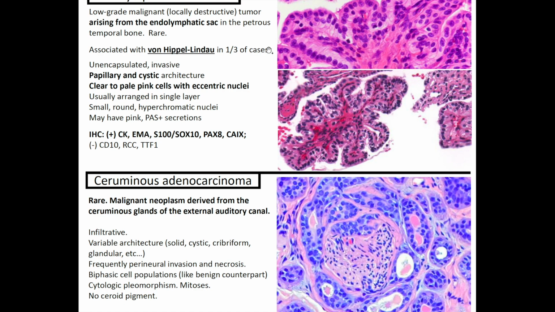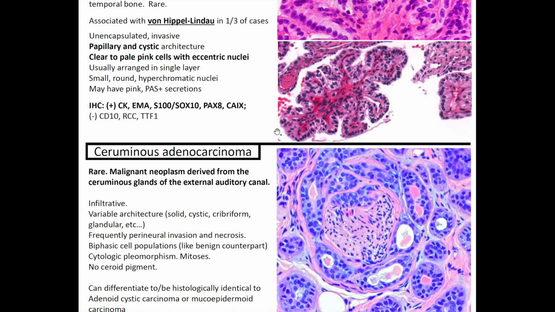Histologically, you're going to see clear to pale pink cells with eccentric nuclei, usually arranged in a single layer with small, round, hyperchromatic nuclei, and they may have pink, PAS positive secretions. For IHC, endolymphatic sac tumors are going to be cytokeratin, EMA, S100, SOX10, PAX8, and CA9 positive. However, they're going to be negative for CD10, RCC, and TTF1.